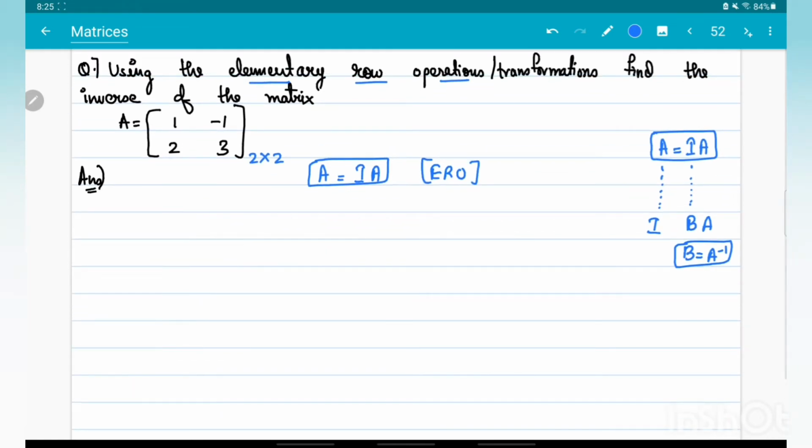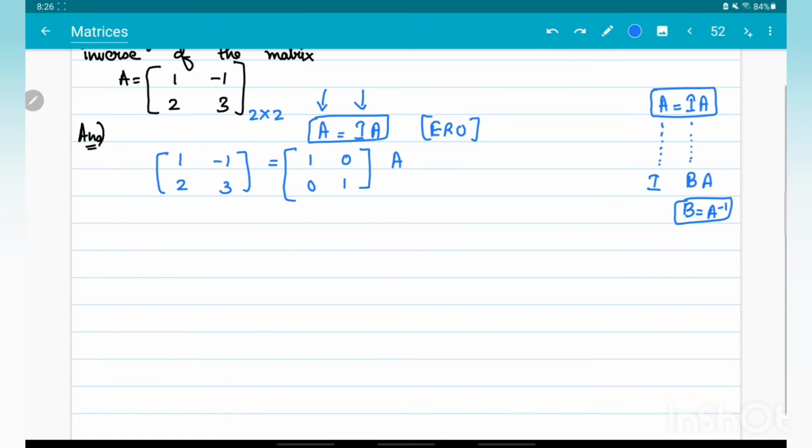Now first we will write it like this: 1, 2, minus 1 and 3. This is our matrix A. Then we have to make one identity matrix of the same order. And then we will write A as it is. I'm writing that A as it is because we are not going to make any changes on that A. All the operations are going to be performed on the left hand side matrix and the identity matrix, and that last A will remain as it is. There will be no changes. That is why I'm just writing one A.